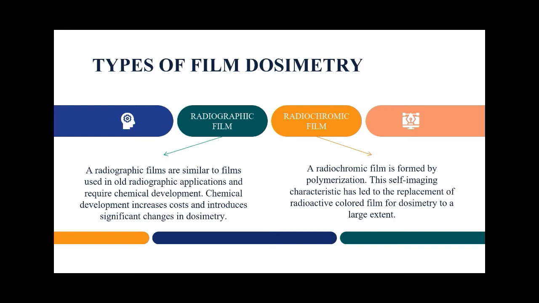Types of film dosimetry. Radiographic film. Radiographic films are similar to films used in all radiographic applications and require chemical development. Chemical development increases cost and introduces significant changes in dosimetry. Radiochromic films. A radiochromic film is formed by polymerization. This self-imaging characteristic has led to the replacement of radiographic film for dosimetry to a large extent.